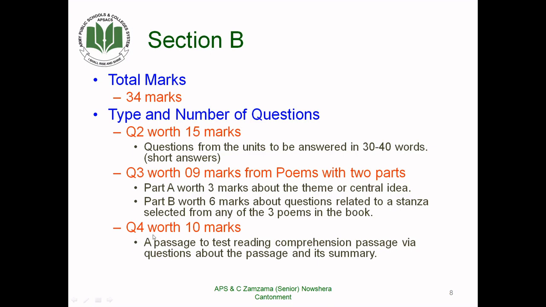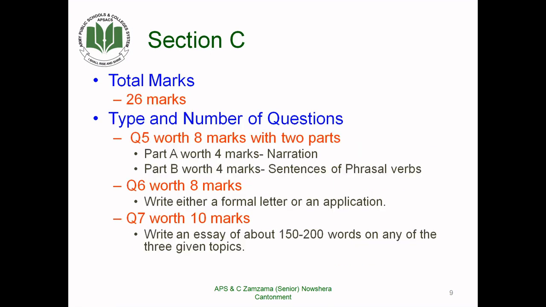Question number 4 is worth 10 marks. A passage will be given to test reading comprehension, and you have to answer the questions and summarize the passage. Now come to section C. Section C comprises 3 questions and it is about grammar and composition. It has a total of 26 marks.